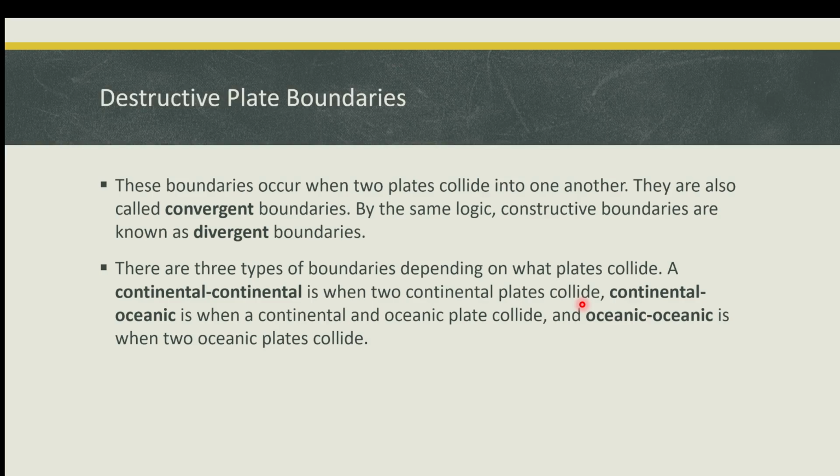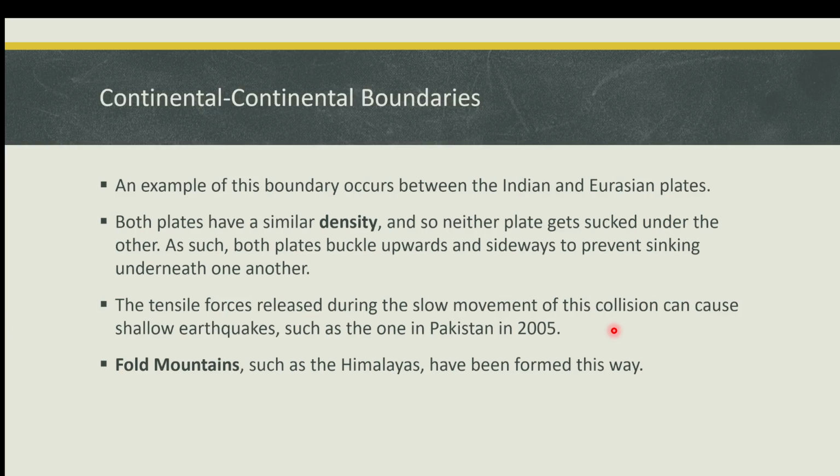There are actually three types of boundaries: continental-continental, continental-oceanic, and oceanic-oceanic. A lot of words, but you can get through it. So a continental-continental boundary. An example of this is between the Indian and Eurasian plates, when two continental plates collide. Because they're both the same, the continental plates have the same density, so neither plate actually wants to get sucked down into the mantle. We will later come across this as a process called subduction.